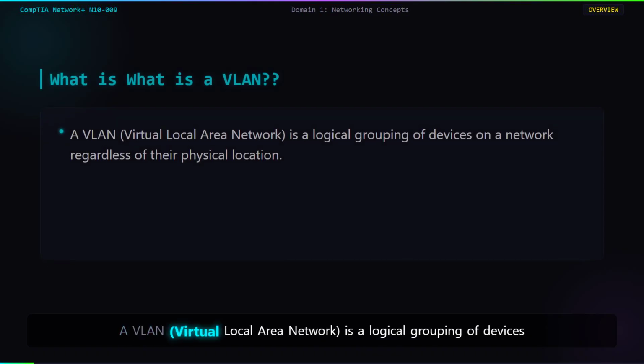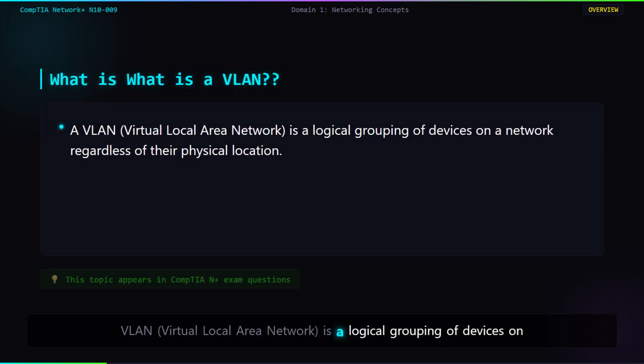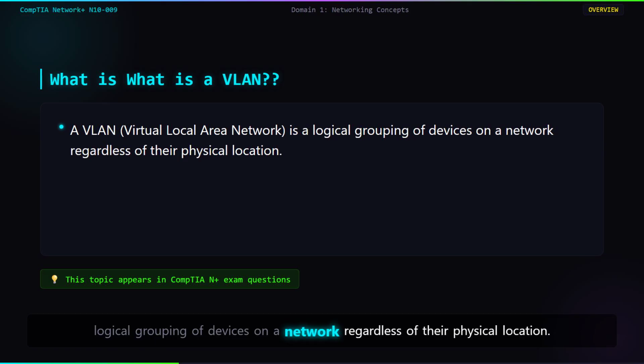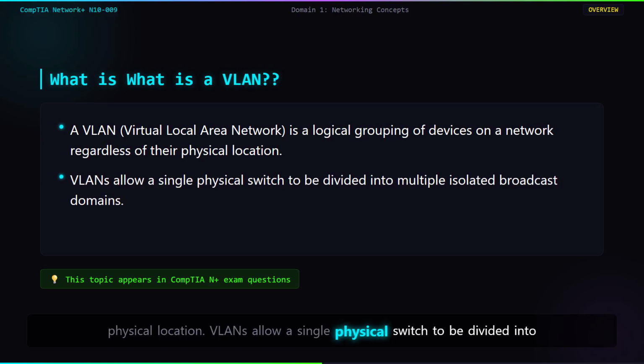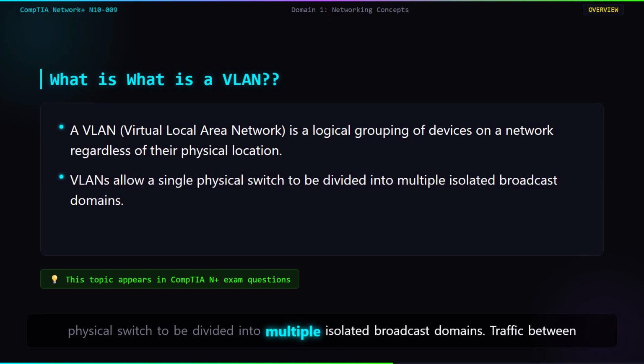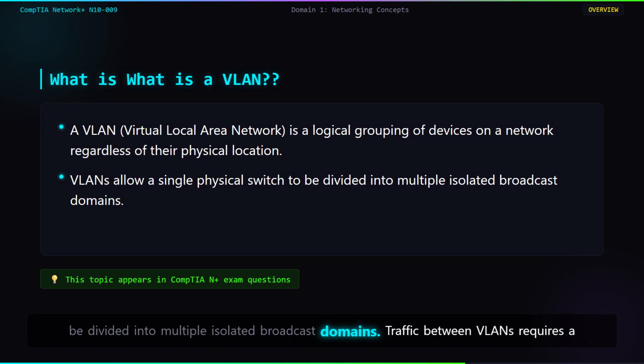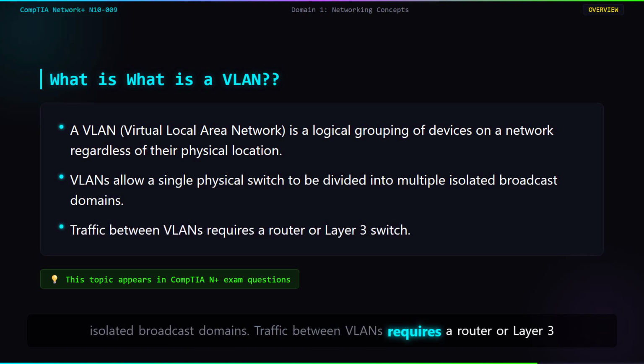A VLAN, Virtual Local Area Network, is a logical grouping of devices on a network regardless of their physical location. VLANs allow a single physical switch to be divided into multiple isolated broadcast domains. Traffic between VLANs requires a router or Layer 3 switch.